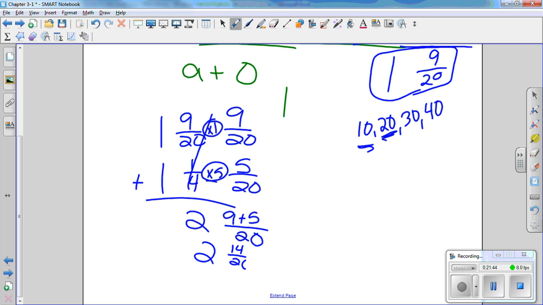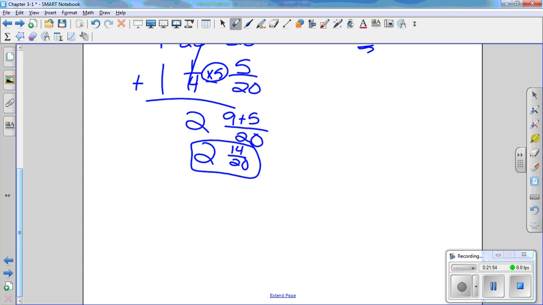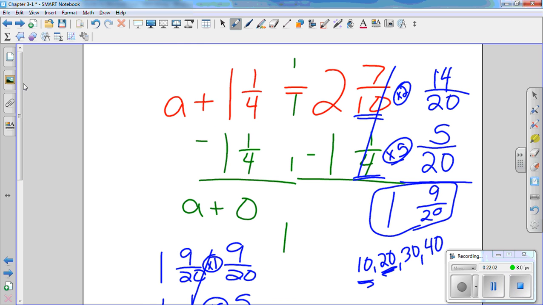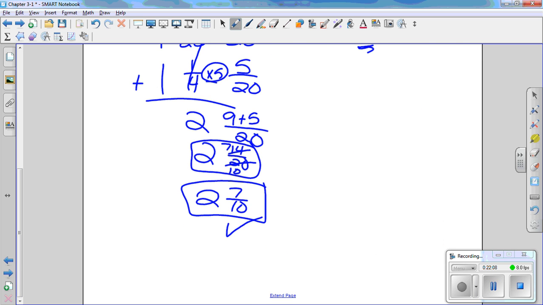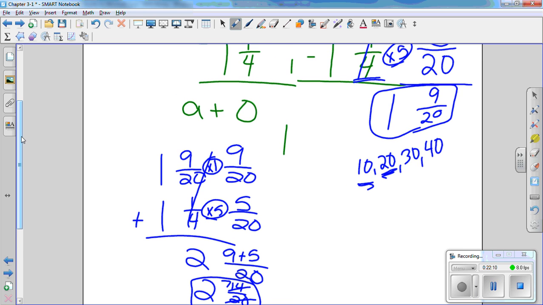Is that what I have in the beginning? 2 and 7 tenths? Oh, I can reduce. What is 2 and 14 20ths? Can I divide both of those by? Divide by 2. 7 and 10. So I have 2 and 7 tenths. Is that what I started with? Yeah, 2 and 7 tenths. So does it check out? Yep. So a equals 1 and 9 20ths. That's probably the toughest one on the worksheet.